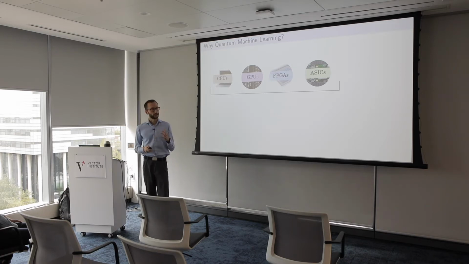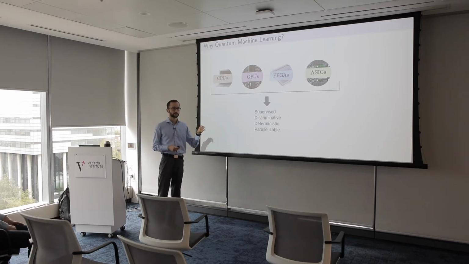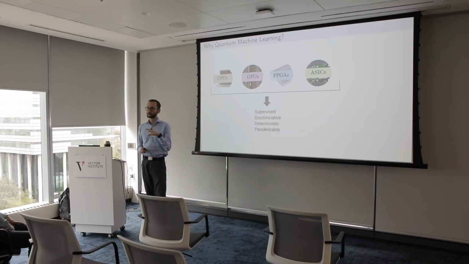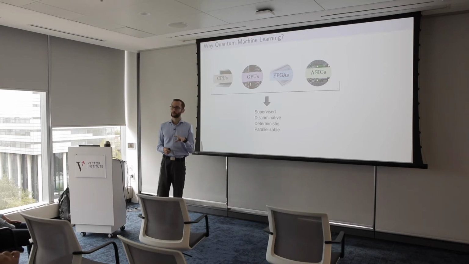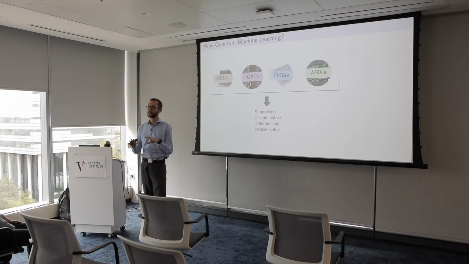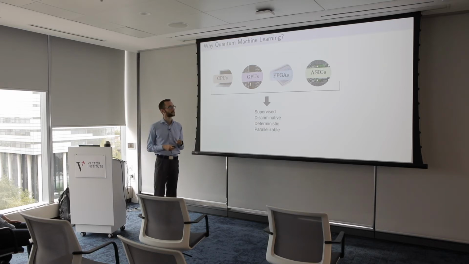And when you think about what are the things that are easy to do with deep learning, you're mainly looking at supervised problems, things that are discriminative, things that are easy to parallelize, and you typically work with deterministic algorithms. I'm not saying that this is true for every single deep learning algorithm out there, because there are other approaches, but these are the easiest things to do with these resources.